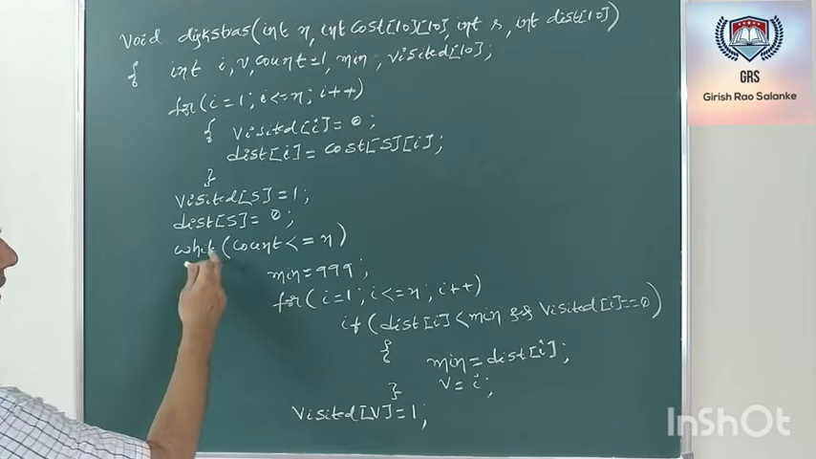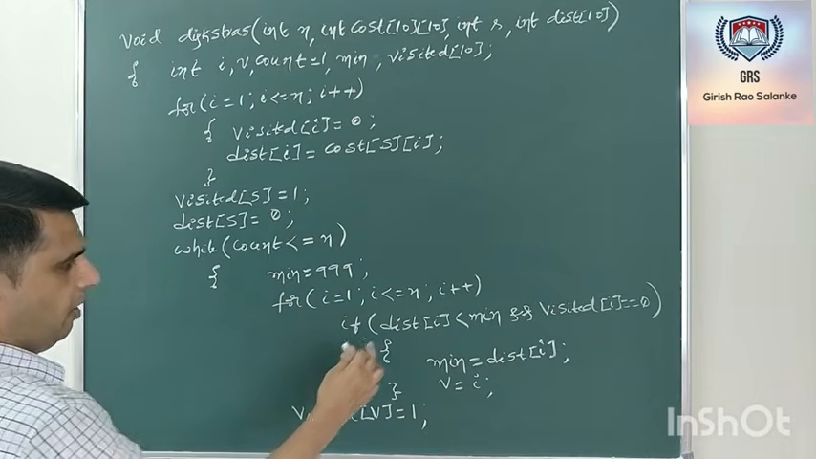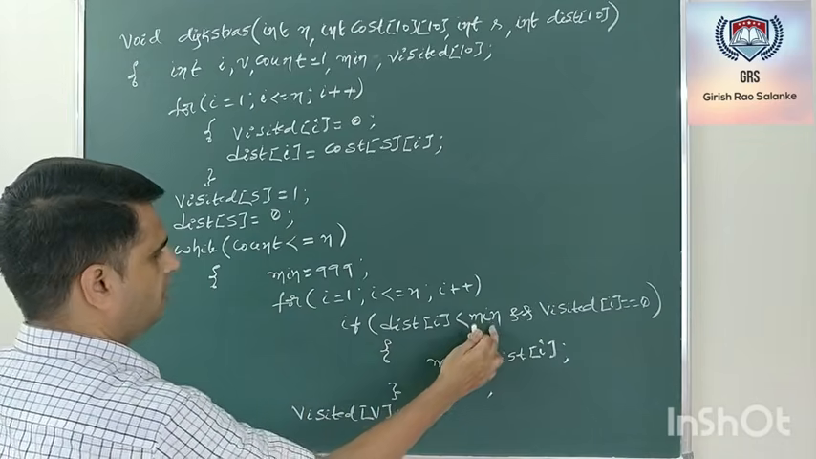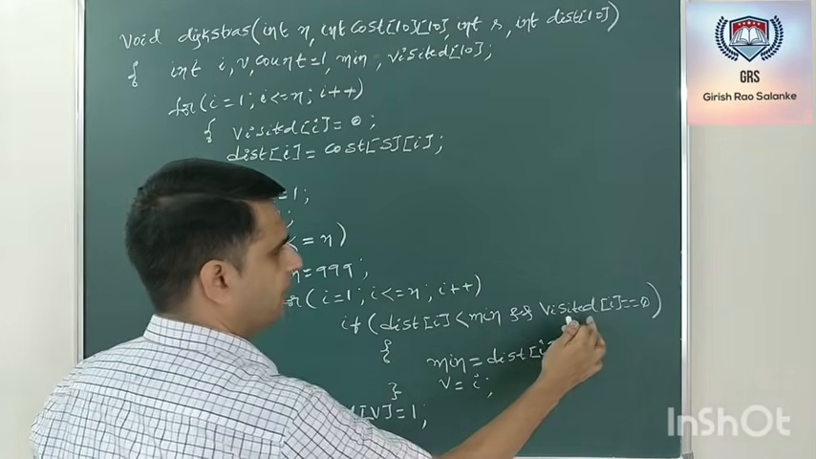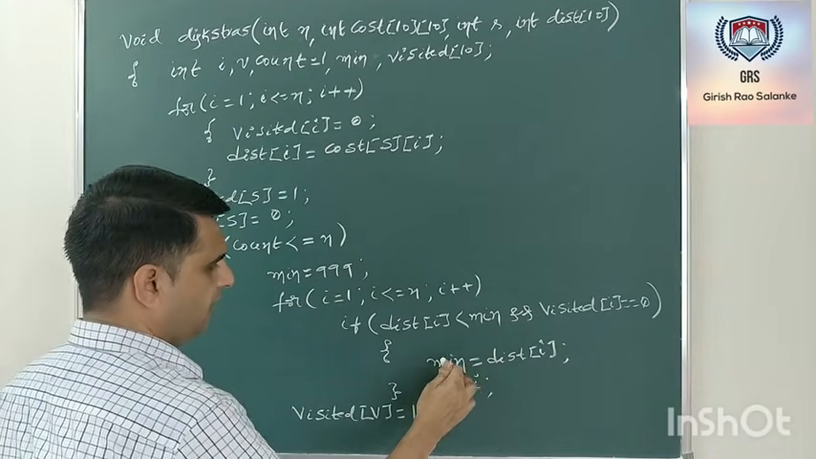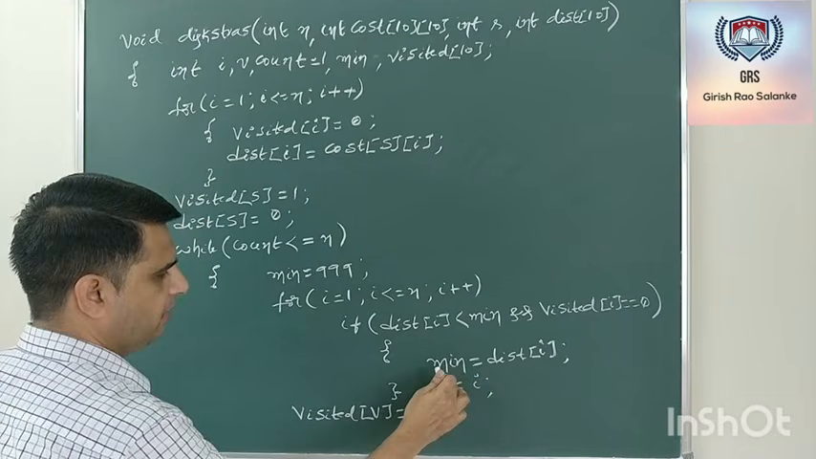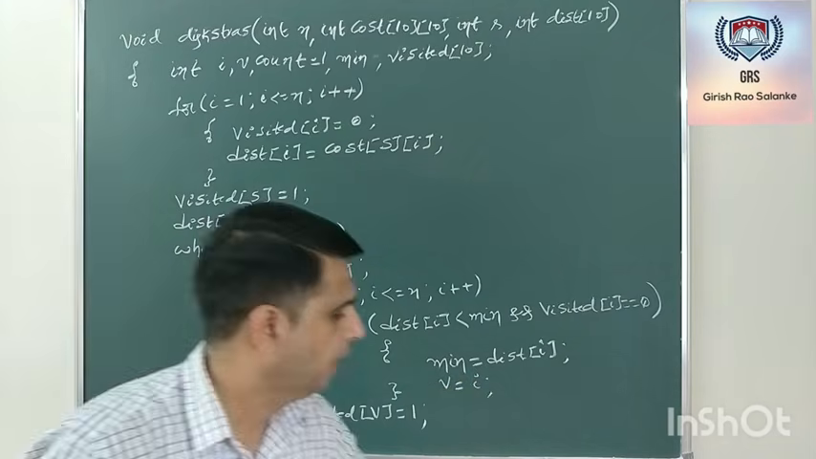Now this is while count less than or equal to n. I have initialized the min as 999. Now I am checking if distance of I is less than min. I am running a for loop from 1 to n. And if that particular node is not visited, then I will take distance of I as min and the node I is being considered as V. Now I will mark visited of V is equal to 1.